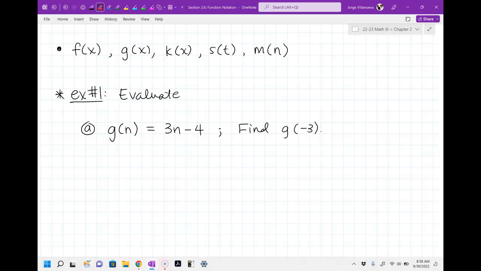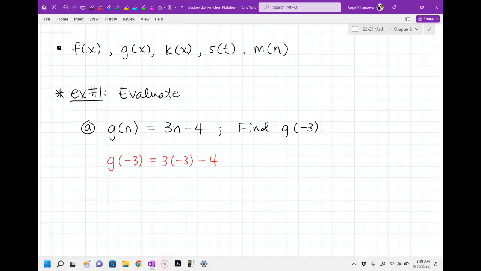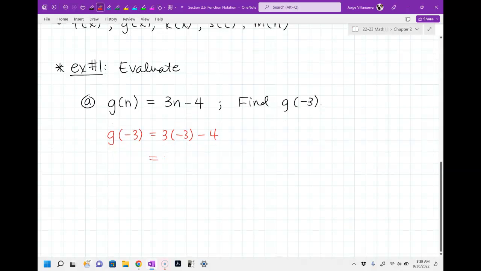So g of negative 3 is 3 times negative 3 minus 4. Well, 3 times negative 3 is negative 9, and negative 9 minus 4 is negative 13. And that's it. This is your homework right here. It looks like that, some of it. Not everything, but some of it. So it's not going to be like, oh my gosh, every problem takes forever. Just plug numbers in and you're going to be good.